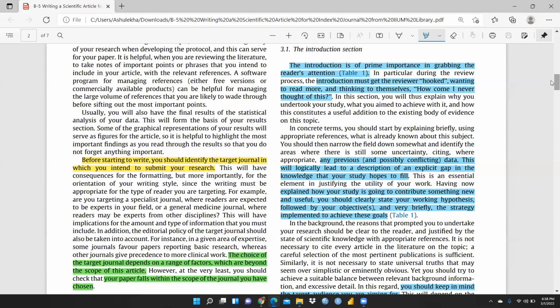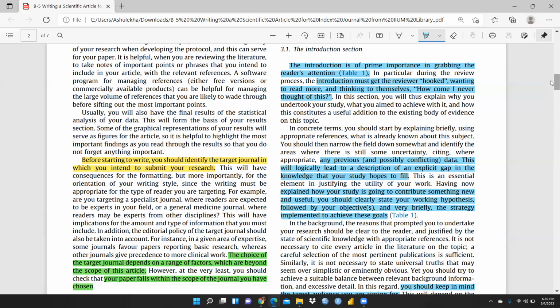The first section is the introduction. The introduction is of prime importance in grabbing the reader's attention, and we should always remember to whom we are writing our research paper: for readers. So who is our first reader? Our first reader would be our reviewers. The introduction must get the reviewer hooked, wanting to read more and thinking to themselves, how come I never thought of this? They should also feel this kind of thought.